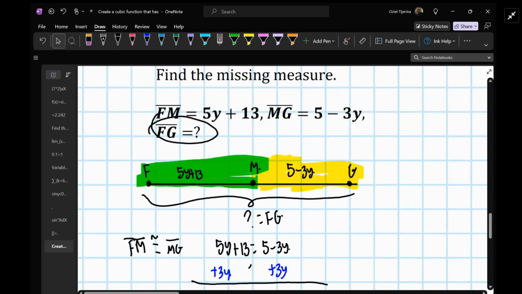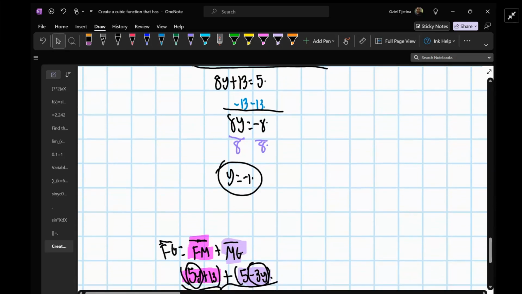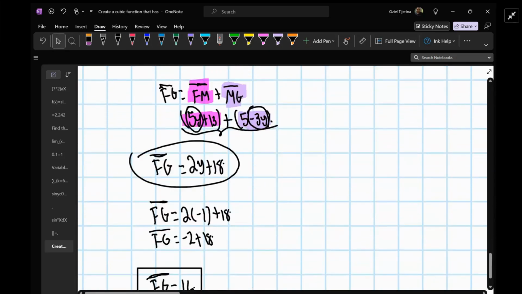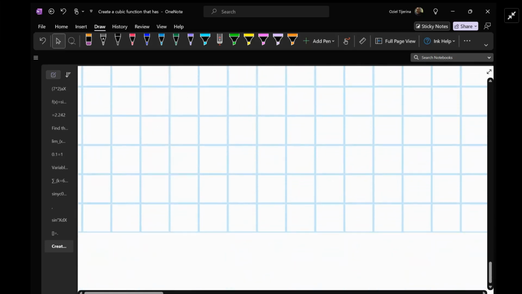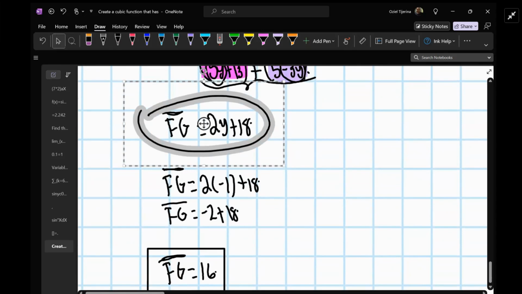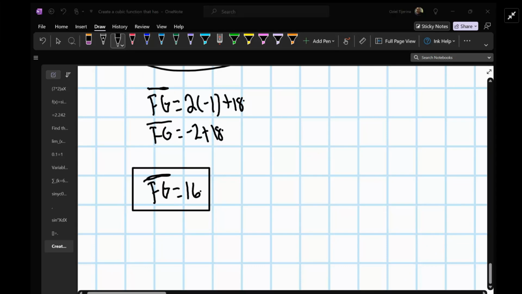I hope that's what they were looking for. But if they were just looking for y, it is equal to negative 1. If they were looking for it in terms of algebra, FG is 2y plus 18. And if they were looking for it in terms of an actual length, then the answer would be 16 units. So I do hope that helps.